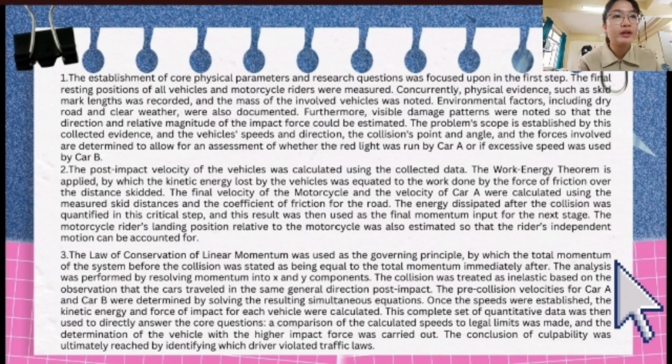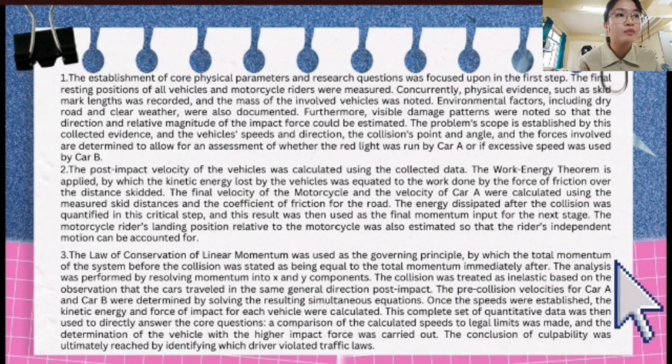This allows us to find the velocity of both the motorcycle and car A. Then, using the law of conservation of linear momentum, we determine the pre-collision velocity of both cars by resolving momentum into x and y components.